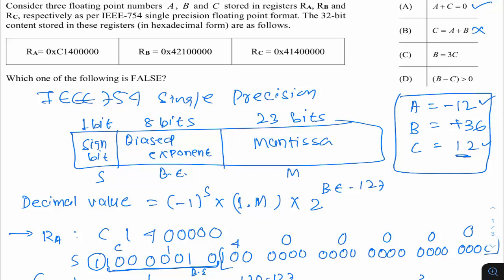B is equal to 3C. So 36 equals 3 into 12. Yes, this is correct. B minus C is greater than 0. B is 36, C is 12. 36 minus 12 is 24. 24 is greater than 0. Yes, this is also true. But what is the question? Which one of these is false? So false we have to select. That will be the right option. So in this case it is B.